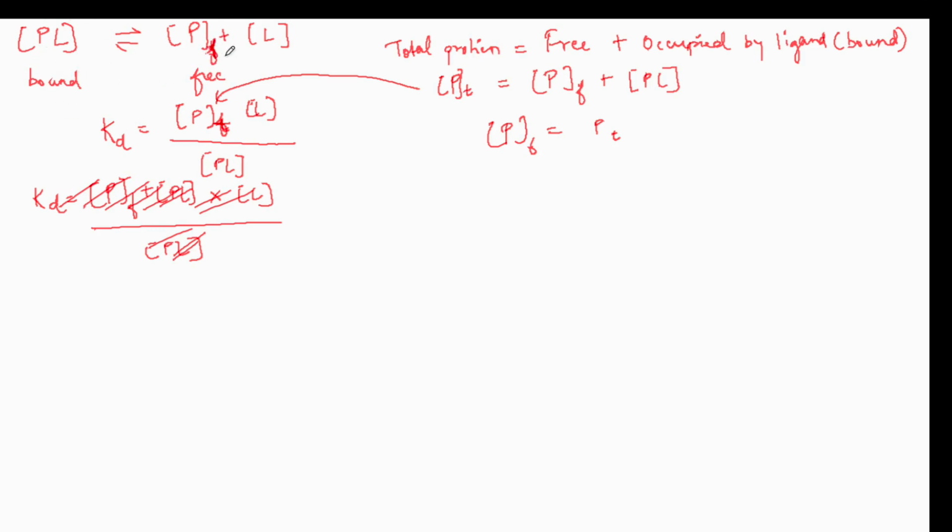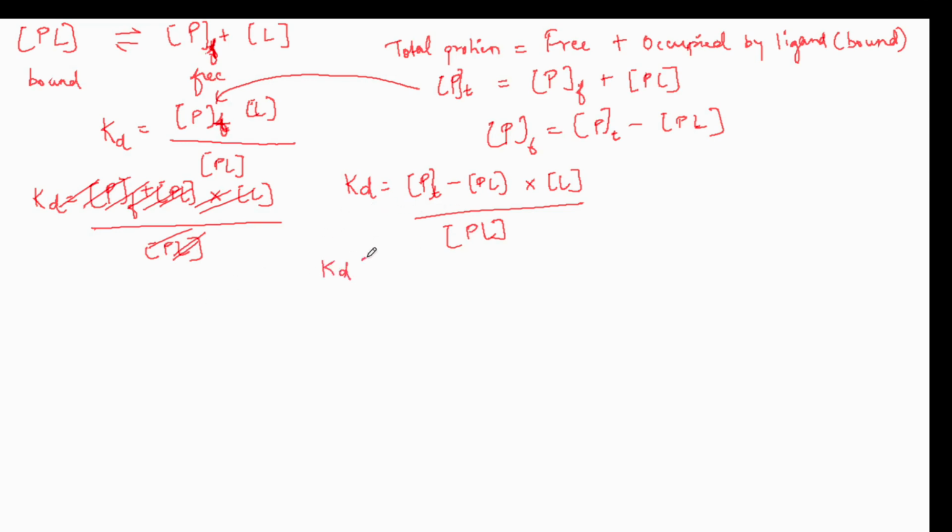So when bound protein dissociates to give us free protein plus ligand, the Kd will be free protein into ligand upon bound. And from here we can find out that free protein is equal to total protein minus bound. If we plug in the values here, the Kd will be equal to total protein concentration minus bound into ligand upon bound. If we cross multiply this, we'll get the whole into ligand, right?